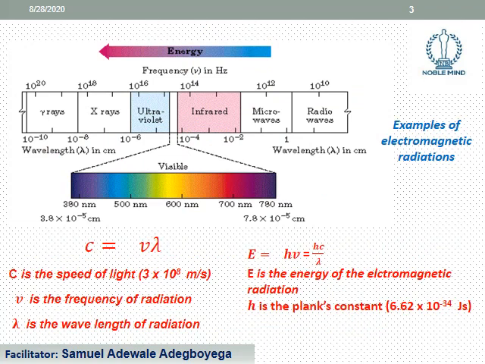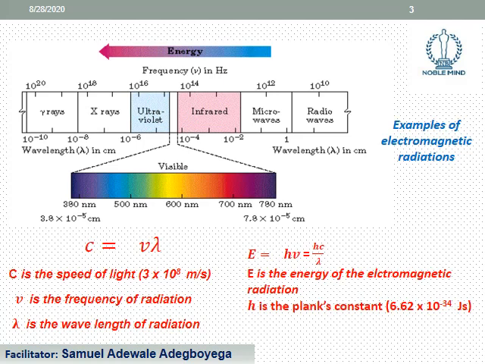Electromagnetic radiation is a form of energy which is produced by movement of electrically charged particles traveling through a vacuum, and the electric and magnetic fields are at right angles to each other. Let's look at different examples of electromagnetic radiation: radio waves, microwaves, infrared waves, visible region, ultraviolet radiation, X-ray, or gamma ray. You have their wavelength as well as their frequency above.